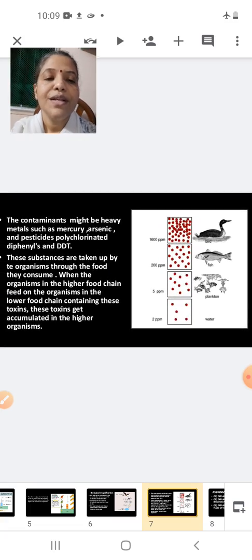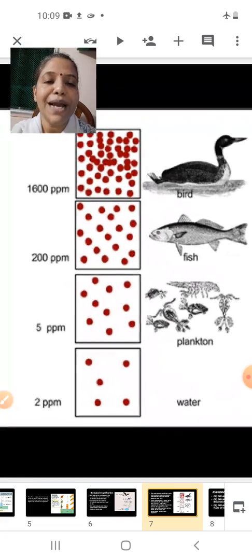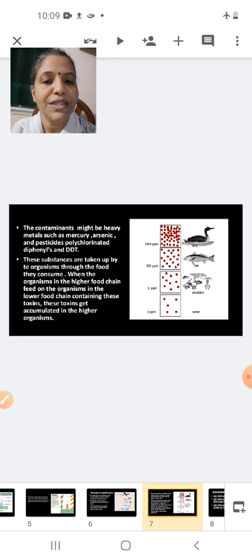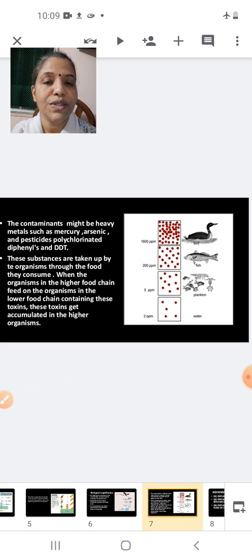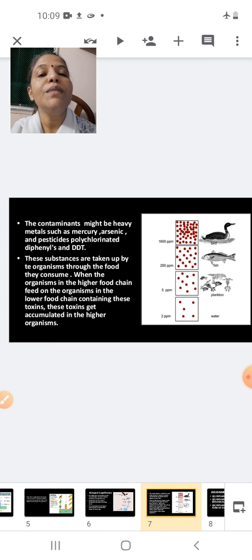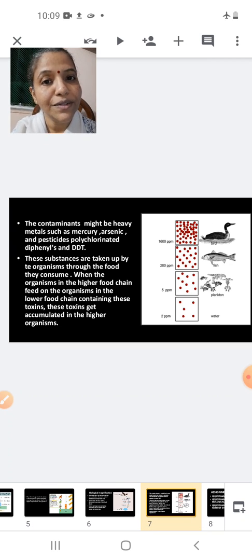Okay. That water is containing what? Plankton. Plankton is eaten by fish. Fish is eaten up by a bird. This you can study in different food chains. And this is happening, students, in the outside environment, in the ecosystem. Okay, so now this is regarding the biological magnification. I hope you students have understood what the biological magnification is properly.